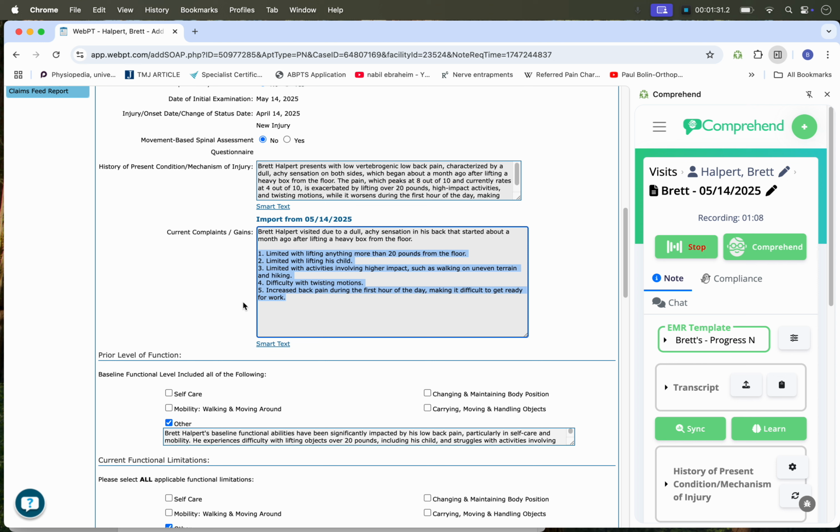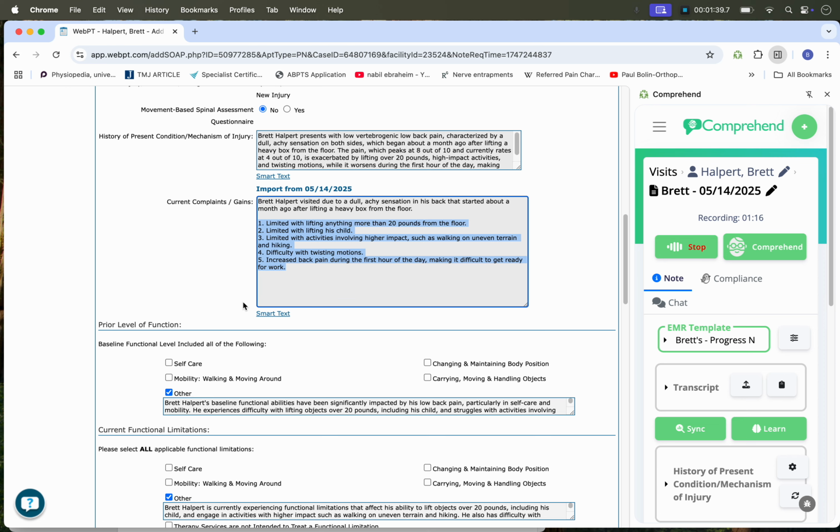Brett reports about a 50% improvement holding his child. Continues to be avoidant of higher impact activities such as hiking. Reports about a 50% improvement with twisting motions. He feels better getting in and out of his car. However, if he twists with anything with weight, like moving groceries, he reports continuing to feel pain and limitations.